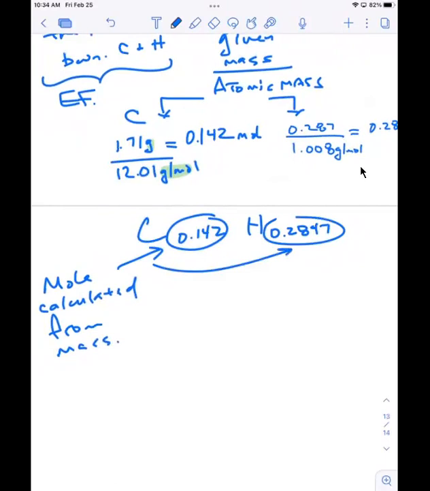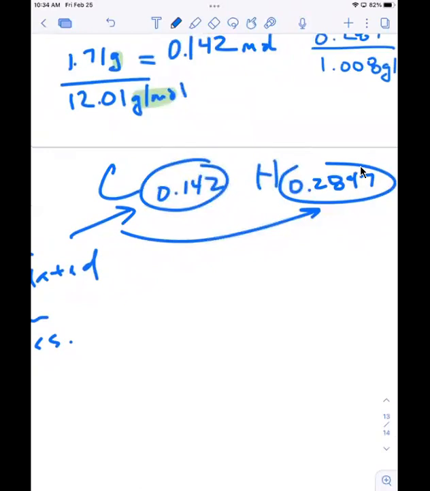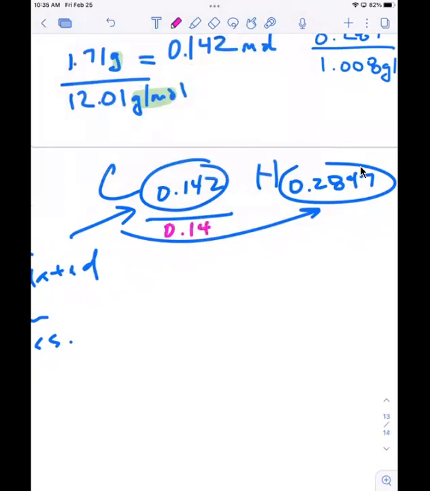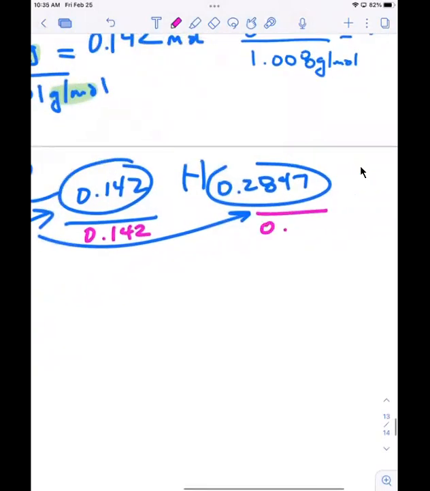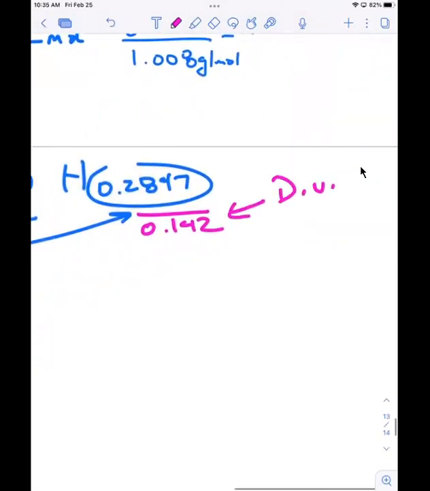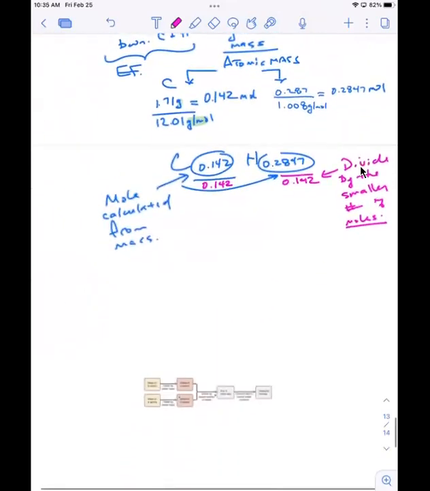Right. So now what we need to do to finish this is divide both by the smaller number of moles. Let me change the color on that so I can put a note in about what we're doing. We're going to divide both by that. All right, so divide by the smaller number of moles. What do you got for the first one? Anybody?